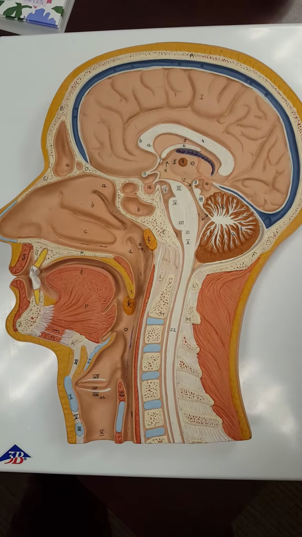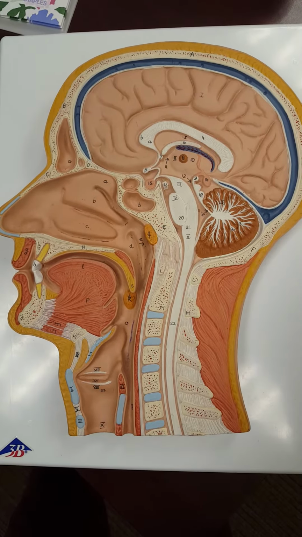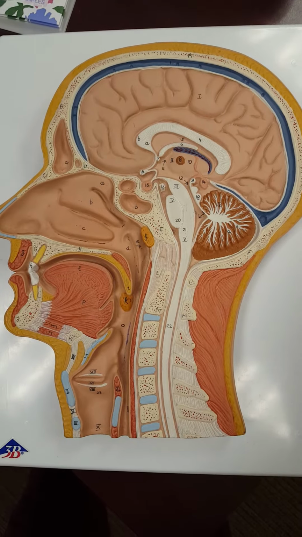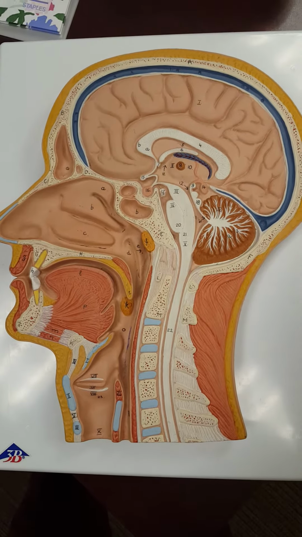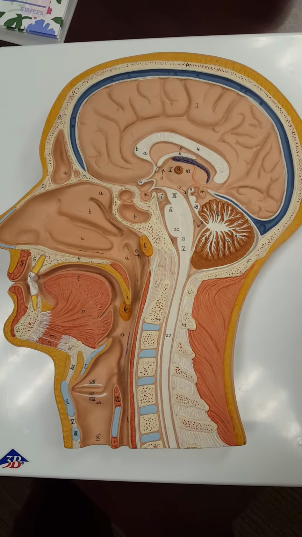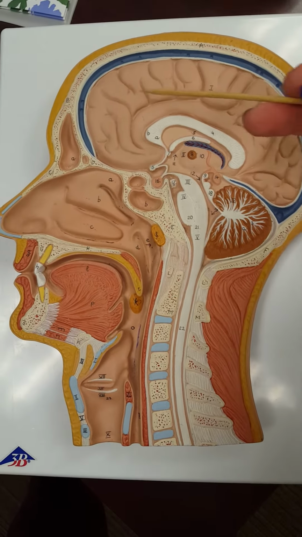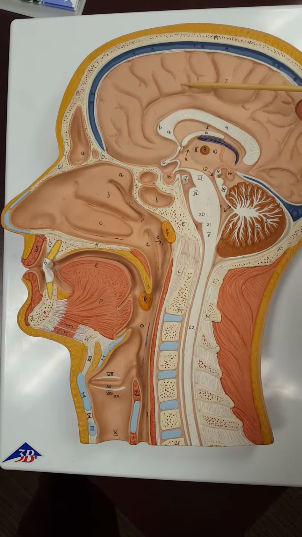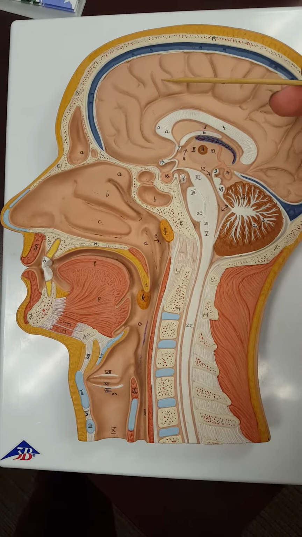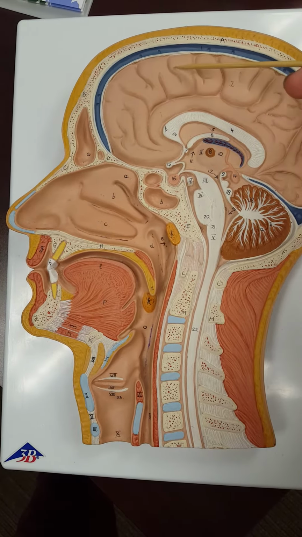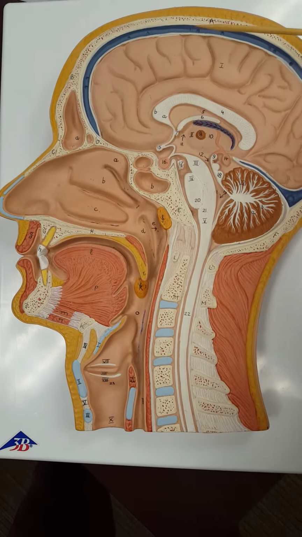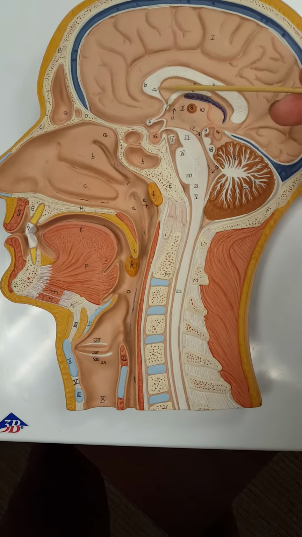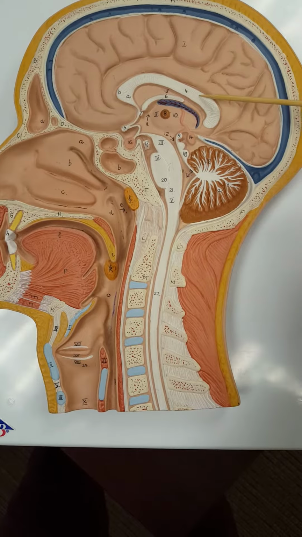This morning I'm going to go over the structures of the brain on this sagittal model, and we're going to start with the cerebral hemisphere. Here you can see the gyri. Those are the ridges or bumps. In between the gyri are grooves called sulci. And here we have the corpus callosum.